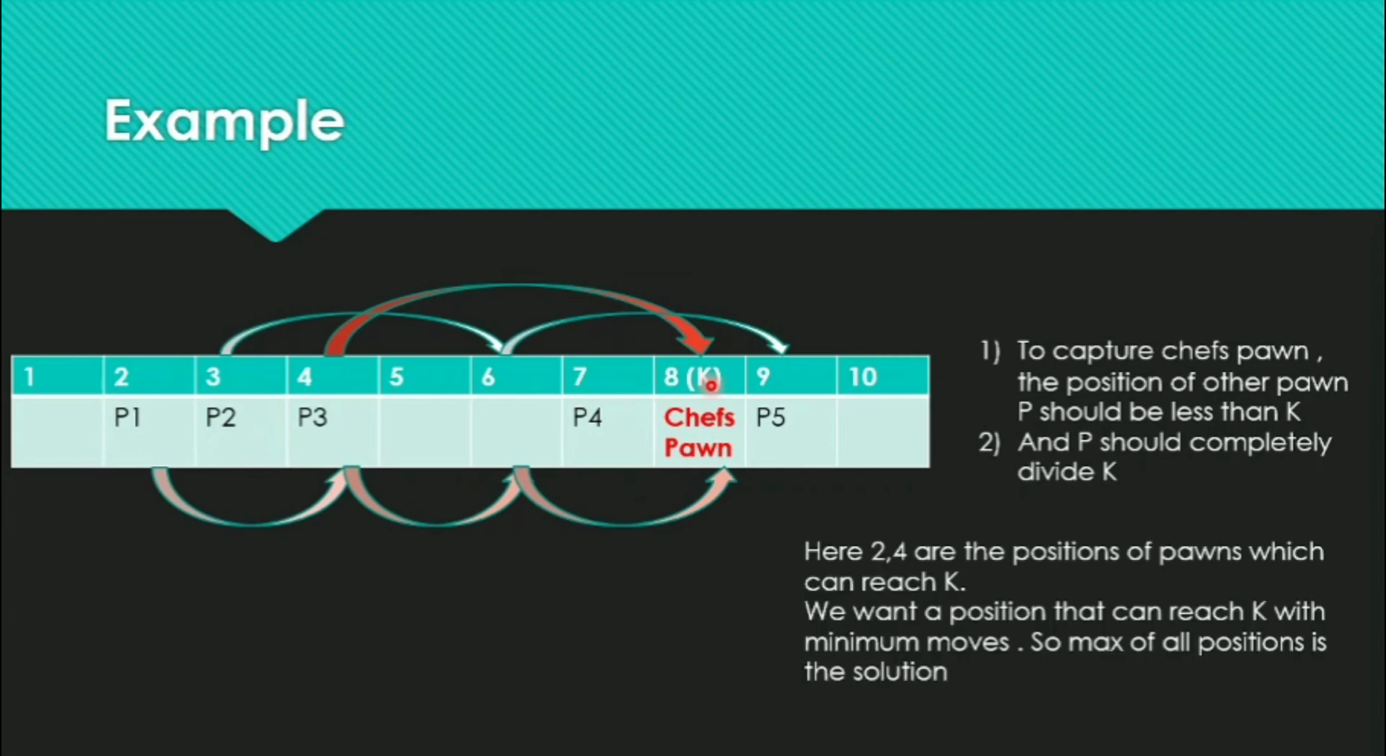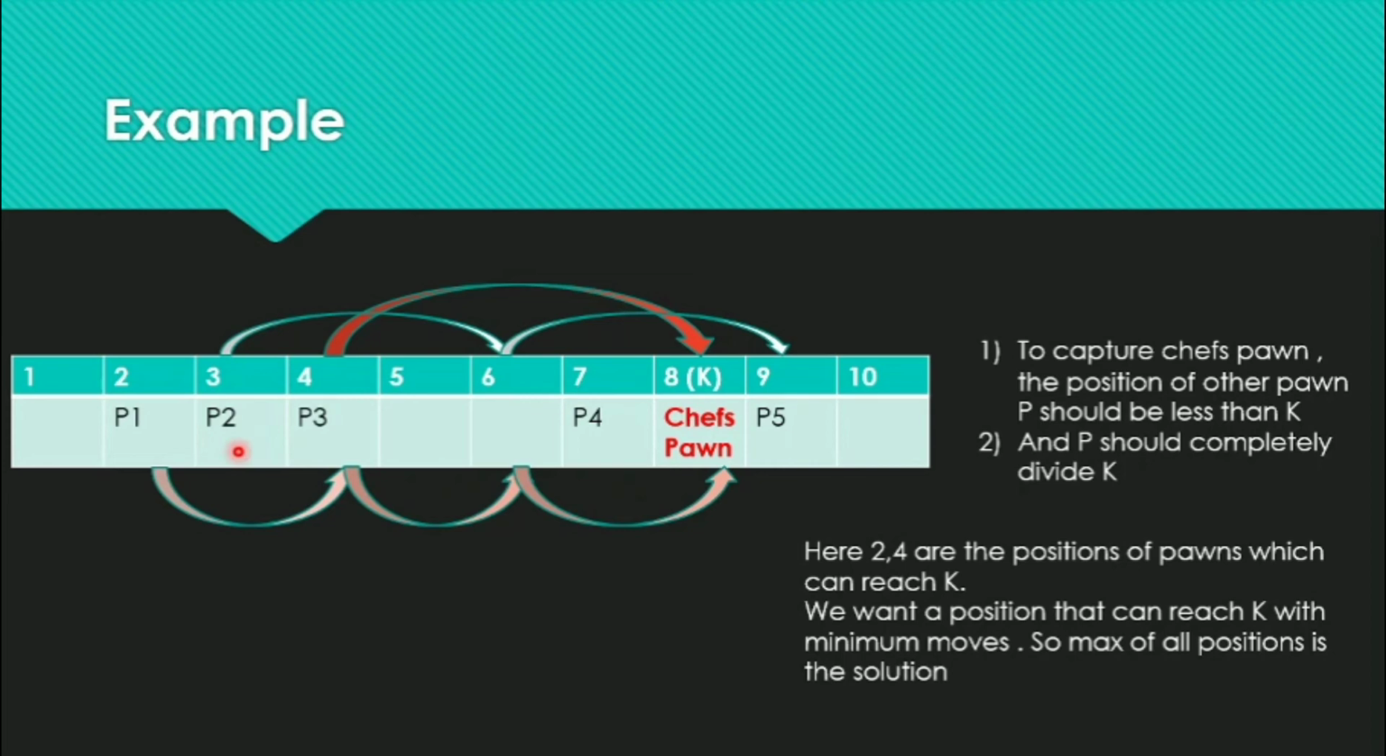Now here 2 and 4 are the positions of pawns that can reach K. So here there are only 2 pawns which can reach K, and those pawns are at positions 2 and 4, and we want the position that can reach K with minimum moves. So we can say that the position which is closer to K and also divides K completely can capture chef's pawn with minimum number of moves.